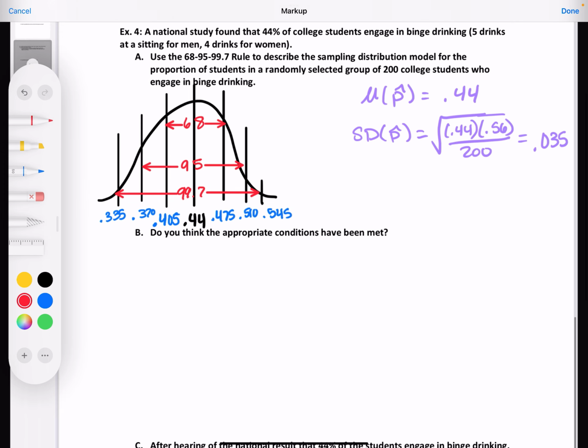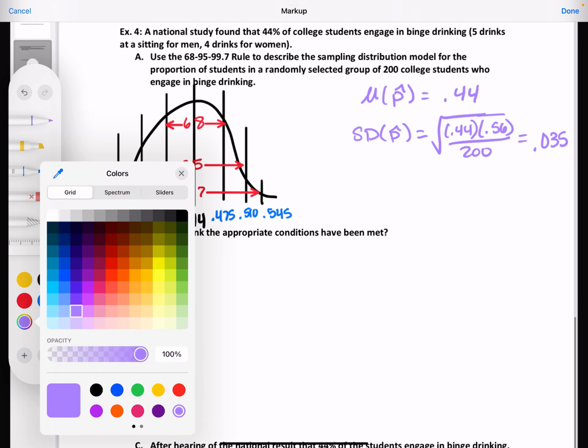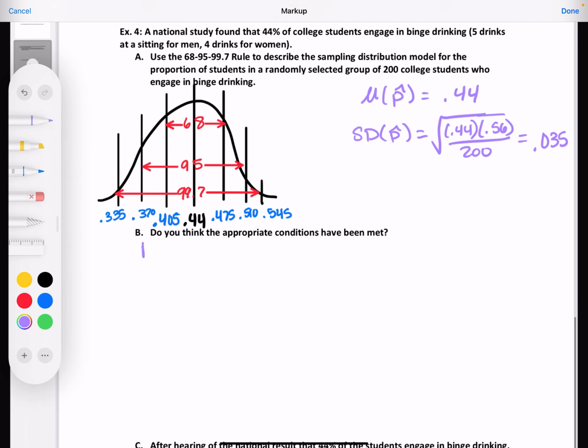All right, do you think the appropriate conditions have been met? Yes. Okay, so is it random? Yes. They randomly selected the 200 students.